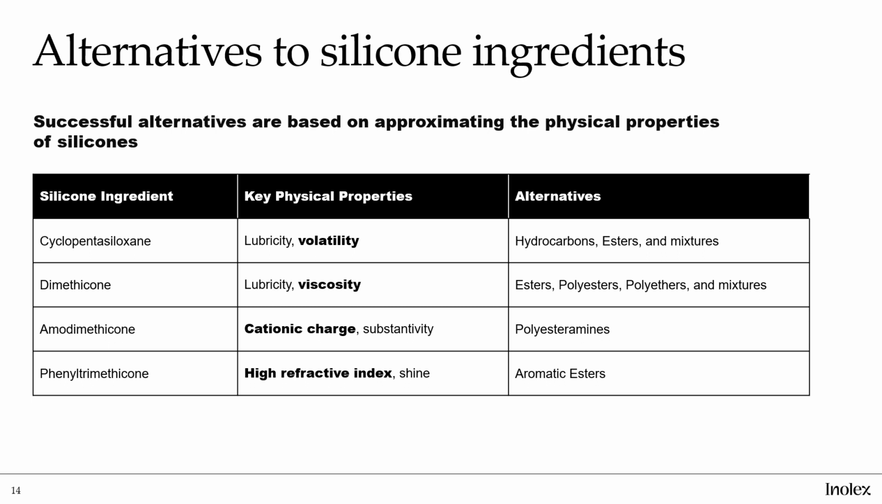And finally, for aromatic silicones like phenyltrimethicone, those are used predominantly to enhance the shine of hair, and the physical property that's at work there is their high refractive index. So when we develop substitutes that'll also have that shine benefit, we're looking for high refractive index organic fluids, and in this case we typically use aromatic esters such as propylene glycol dibenzoate.